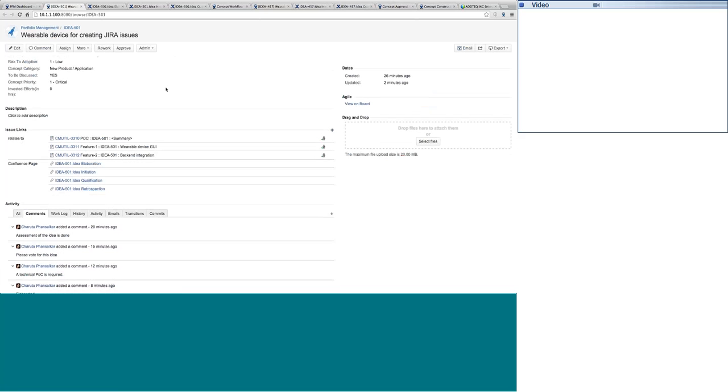Just imagine that if you want to have a look at the overall ideas that are flowing in your organization, how would you do that? So you can simply jump on to the dashboards. The dashboards are nothing but they are giving you the overview of how many ideas are flowing in your organization.